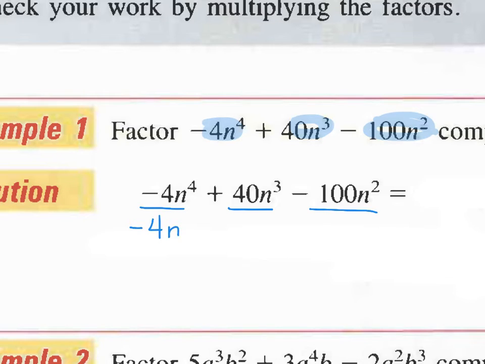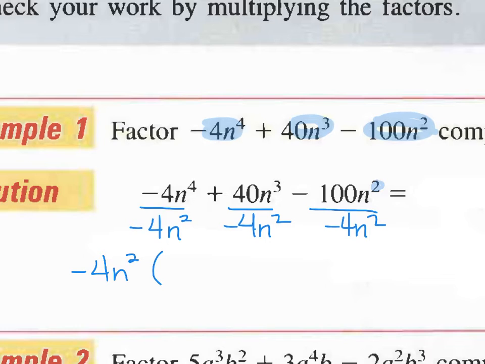It's also going to have a variable included, and the variable exponent is going to be the smallest one, which is the n squared. So I'm going to divide all 3 of my terms by negative 4 n squared. Now, once you divide out a GCF, don't forget about it. It needs to go out in front of your problem so that you can use it to distribute back through. So I'm going to divide by the greatest common factor.